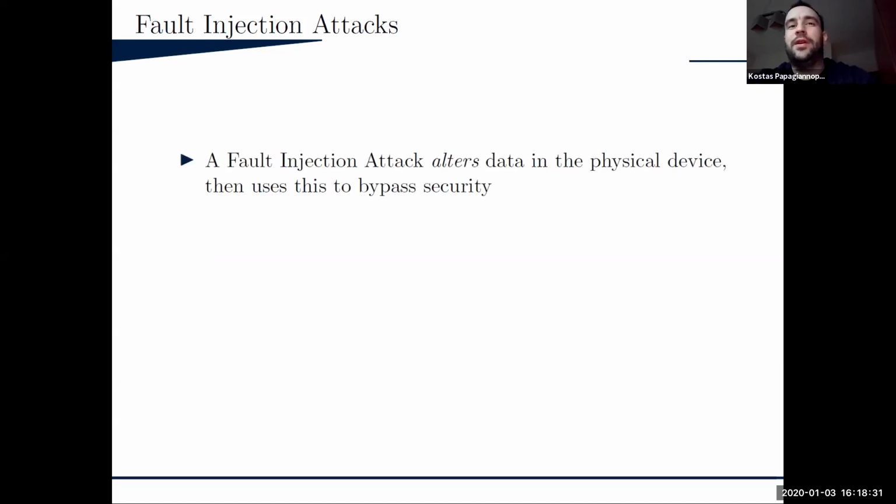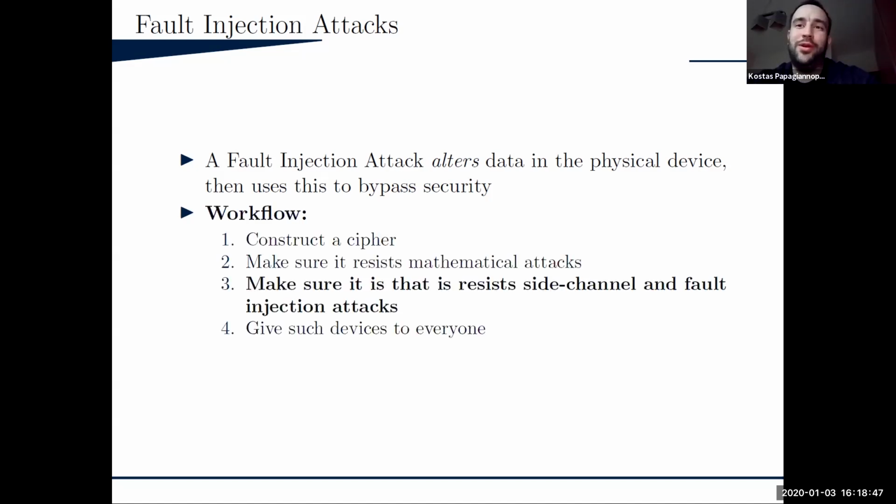So, fault injection attack is an attack that alters the data in the physical device and uses this data to bypass security. It's more active compared to side channel, far more active. And of course, now your workflow changes. Before you hand out something to the public, you need to have a good cipher, secure in the mathematical sense, but very importantly, secure against side channels and fault attacks as well.